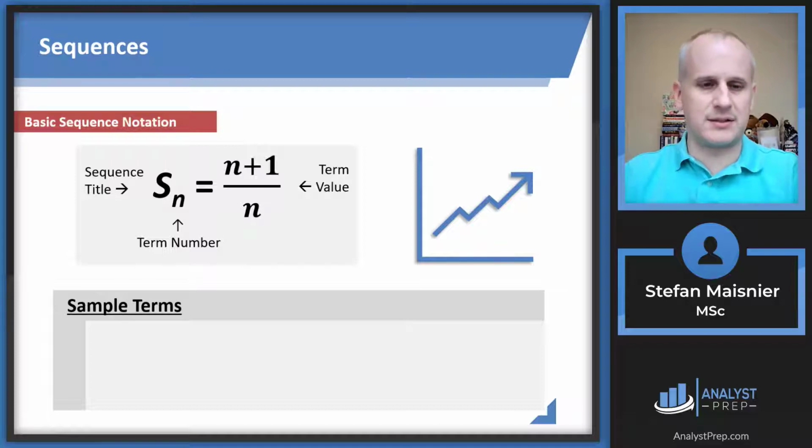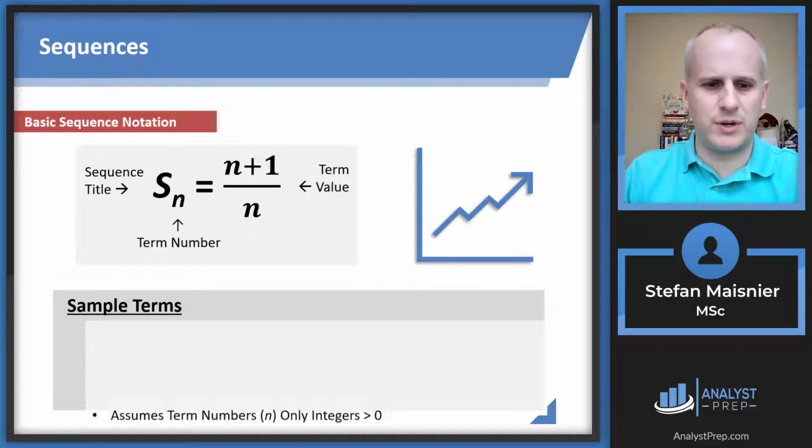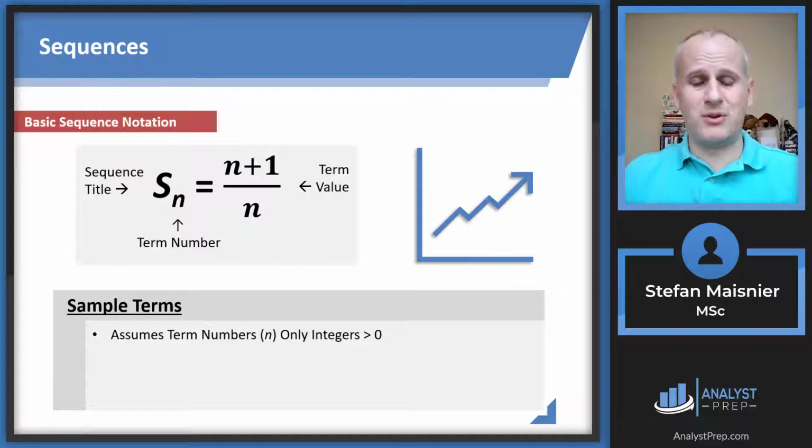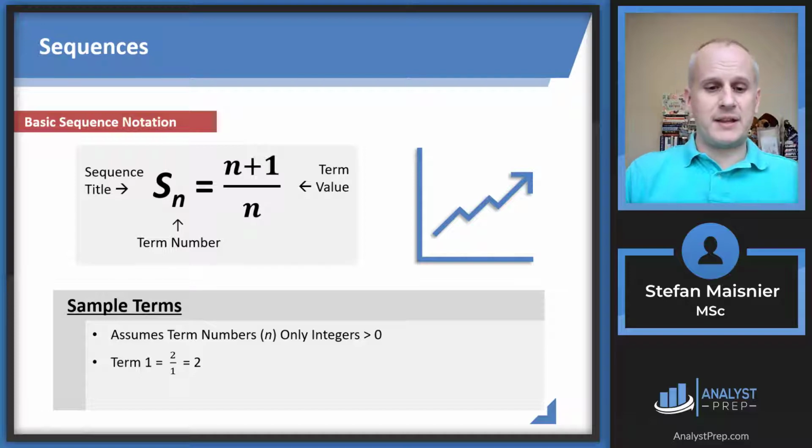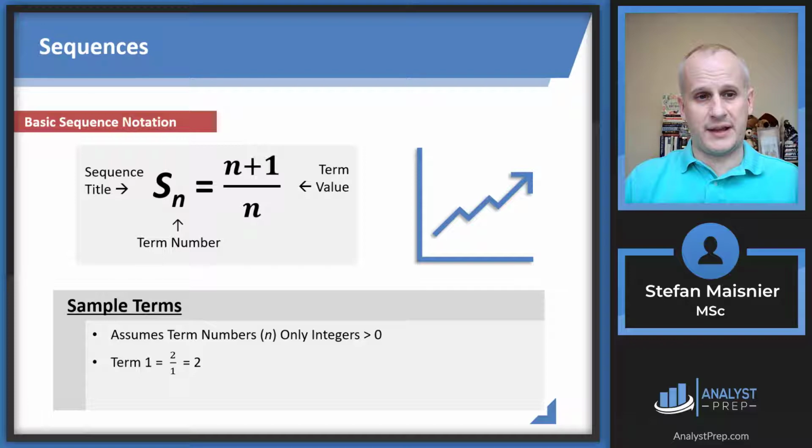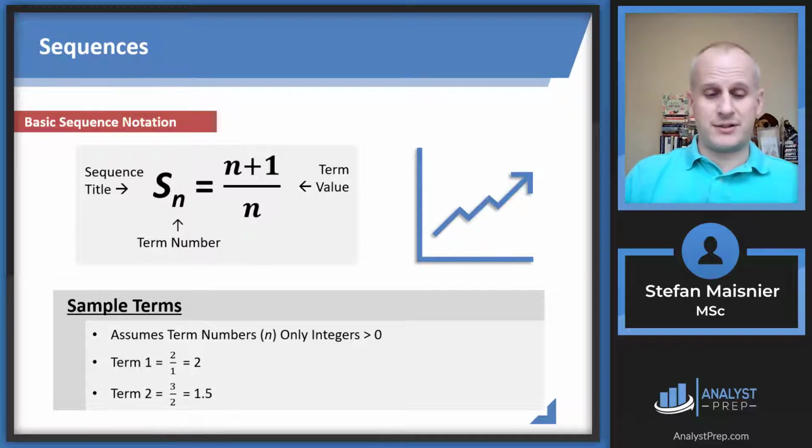Let's consider the sample terms for this basic sequence. We know that the term numbers are assumed to be only integers greater than 0, so n can't be something like 0.5. It's got to be an actual ordinal number of terms. Our first term is n equals 1, and then we just apply the function: 1 plus 1 is 2, over 1, which simplifies to 2. The second term would then be 2 plus 1, which is 3, over 2, which you can translate into a decimal of 1.5 if you're so inclined.